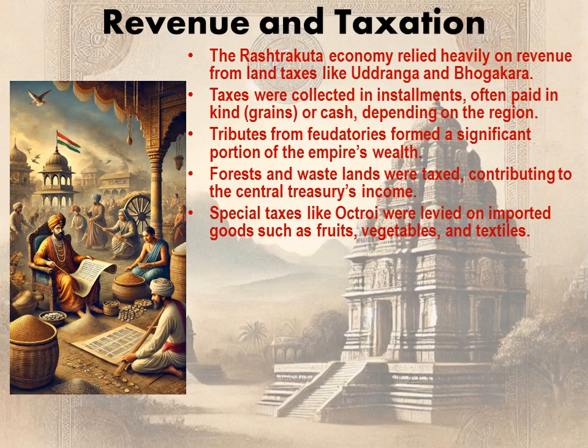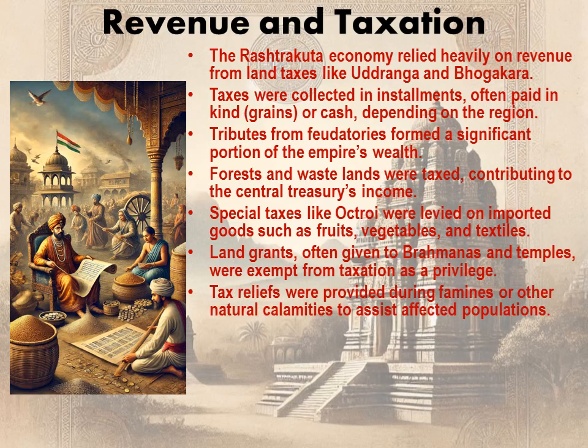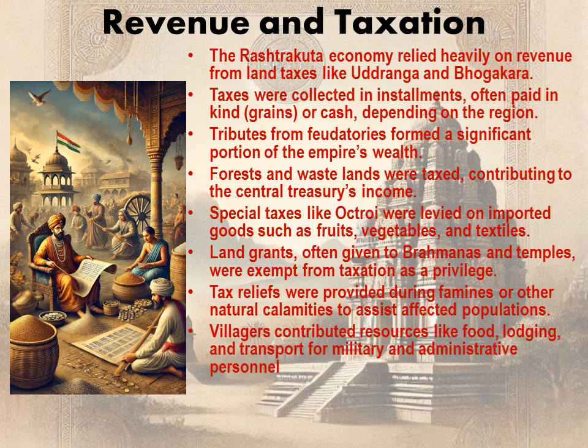Special taxes like octroi were levied on imported goods such as fruits, vegetables, and textiles. Land grants, often given to Brahmanas and temples, were exempt from taxation as a privilege. Tax reliefs were provided during famines or other natural calamities to assist affected populations. Villagers contributed resources like food, lodging, and transport for military and administrative personnel.